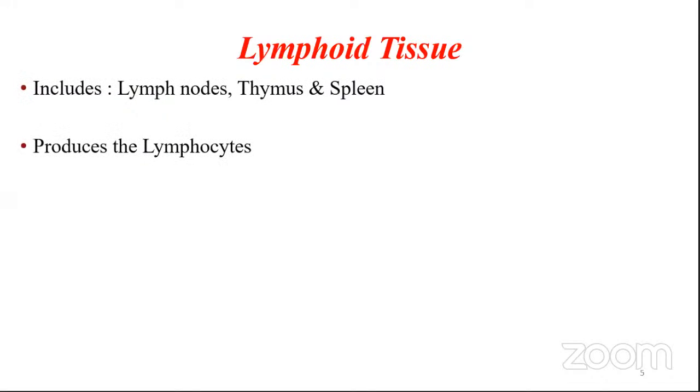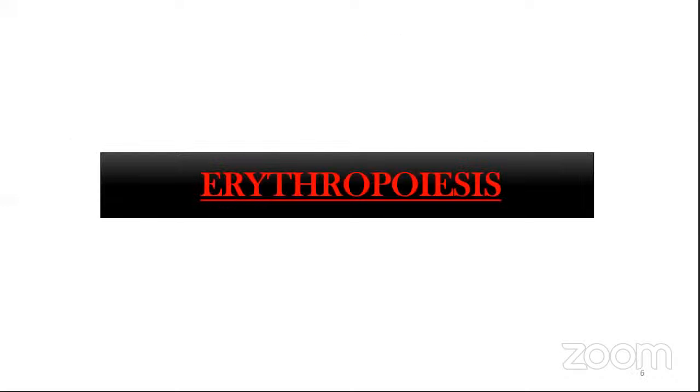Next, coming to the lymphoid tissue. Lymphoid tissue includes lymph nodes, thymus, and the spleen. This mainly produces the lymphocytes, that is the lymphoid series. Next, coming to the erythropoiesis proper. Now we will mainly focus on the erythropoiesis.